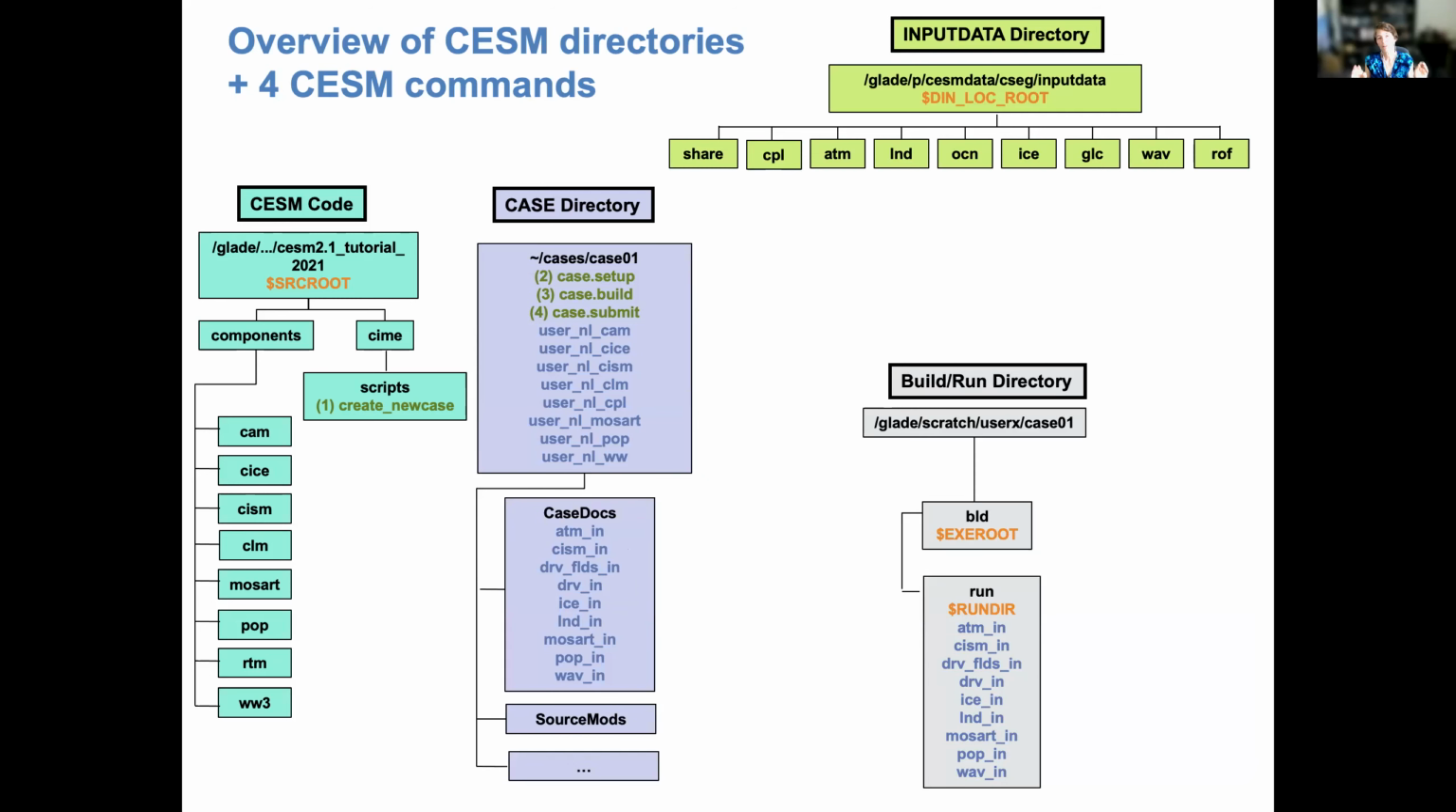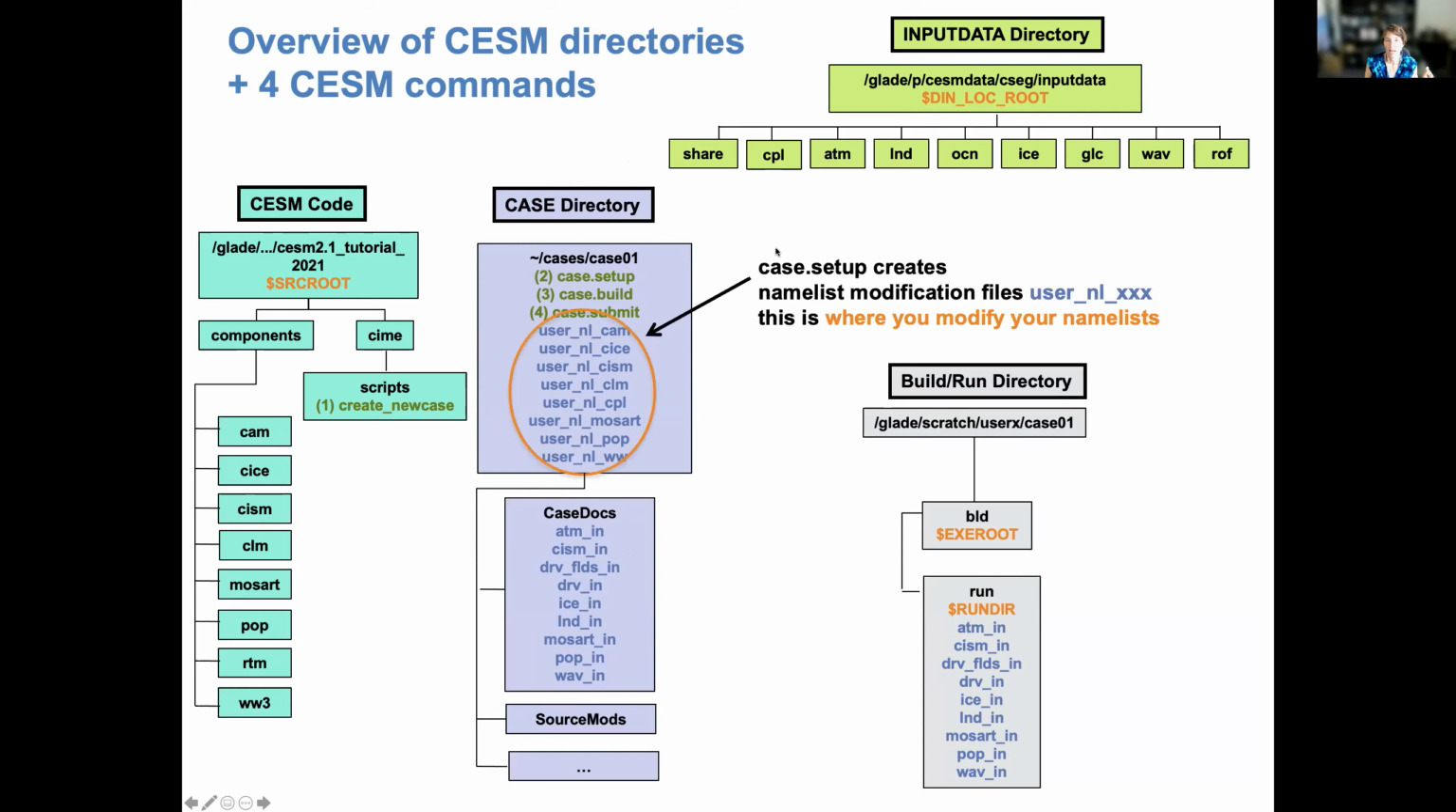And how do you modify the namelist? If you look into your case directory, there is a bunch of files called user_nl_something. The case.setup creates these namelist modification files, and this is where you are going to modify your namelist.